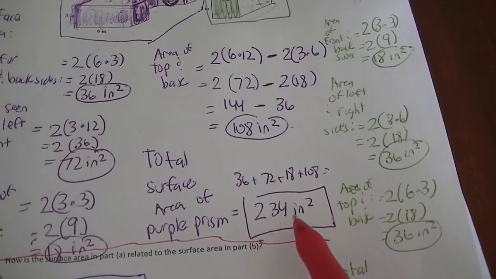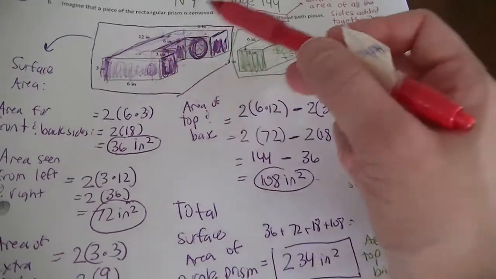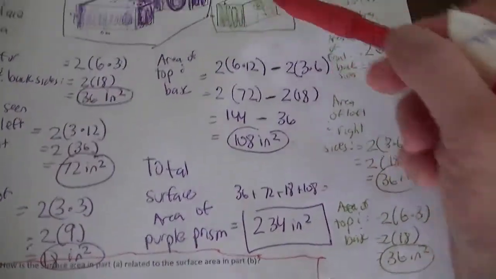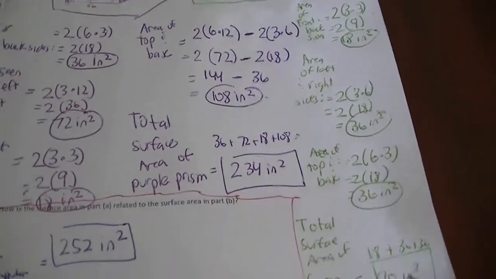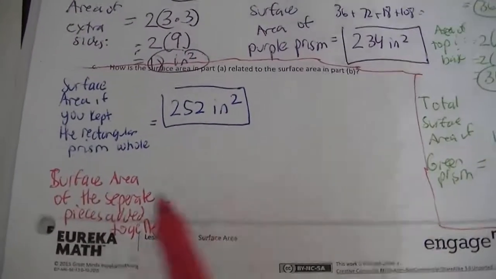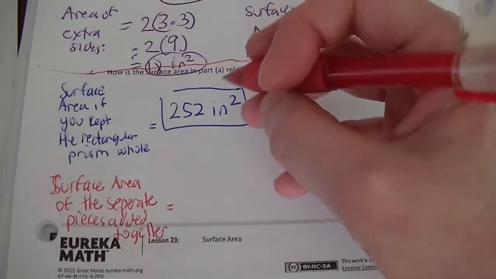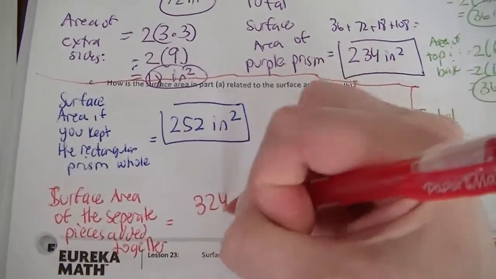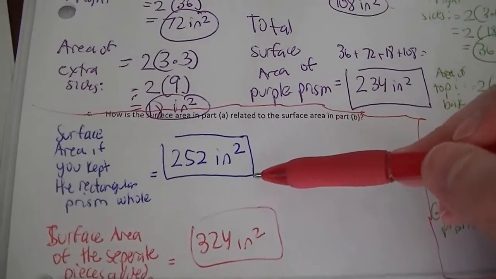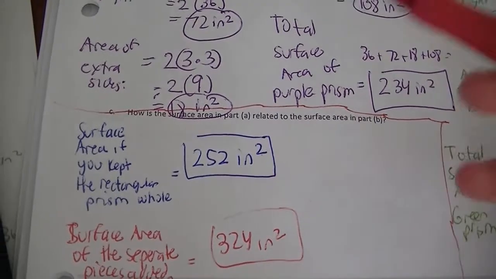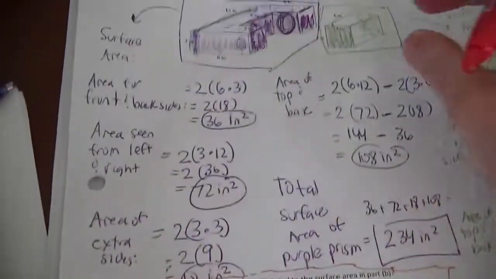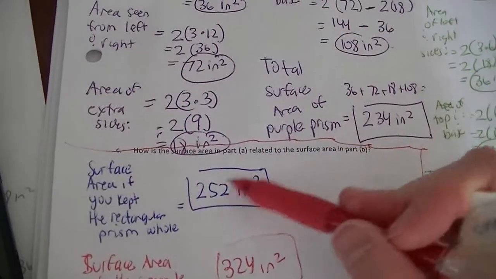And when you add 234 inches squared of this shape right here to this 90 inches squared surface area of this shape right there, when you add those together to get the surface area of the separate pieces added together, you would get 324 inches squared. Okay, so what this question is asking you to do is, how are these related? What do you notice about this? When it was all one piece, this was its surface area.